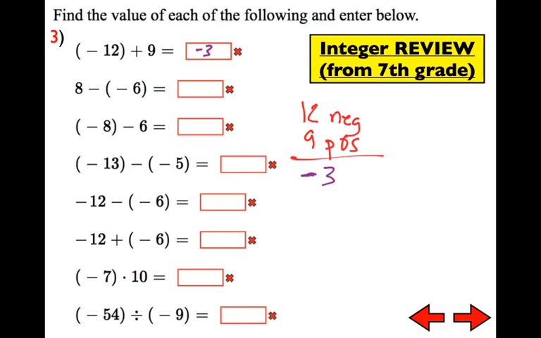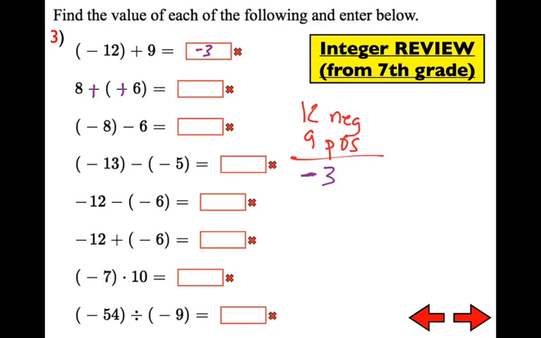Now, what we did last year was we tried to turn all subtraction problems into addition problems. And the way that we did that was by something we called adding the additive inverse, or sometimes it's referred to as adding the opposite. So you keep the first number what it is, you change the subtraction to addition, and you change the second number to the opposite of what it is.